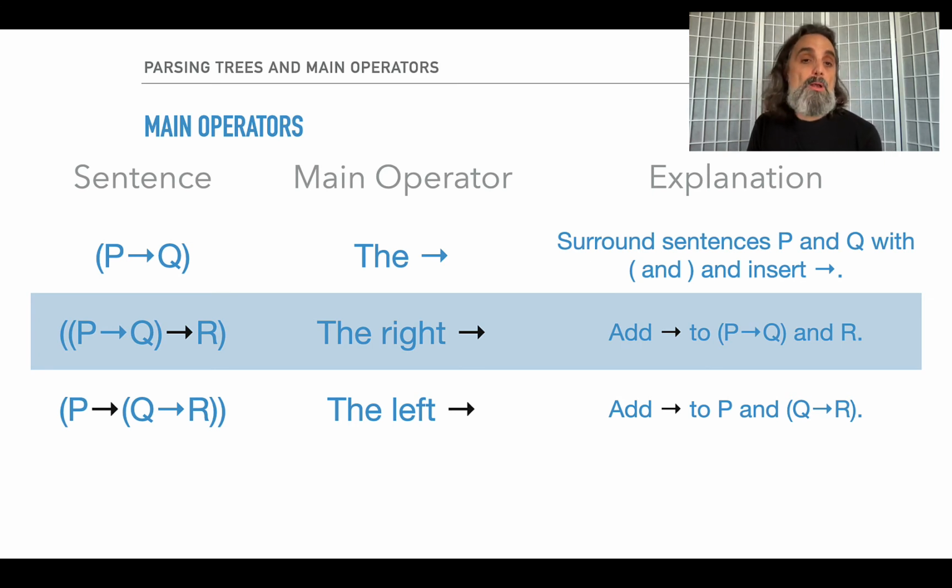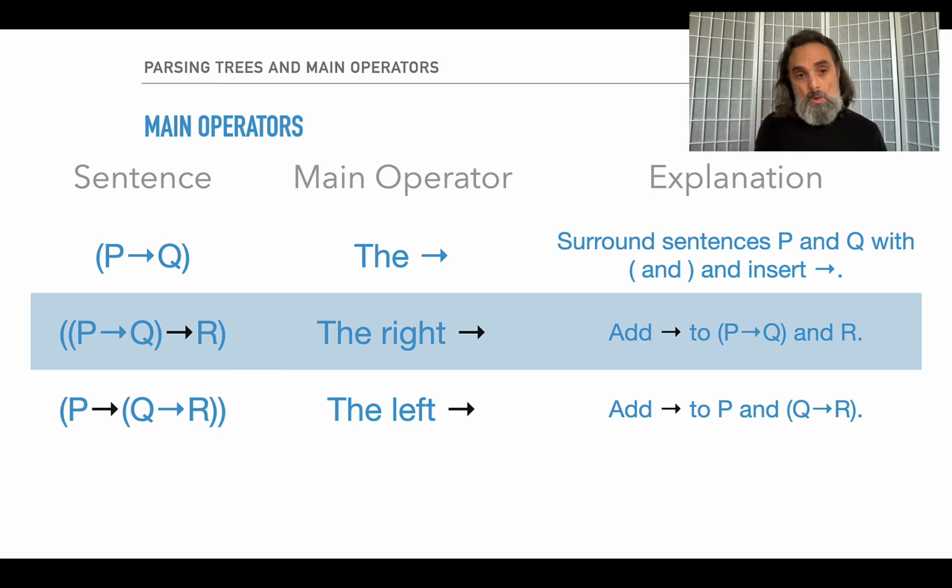What about parenthesis P arrow Q parenthesis arrow R parenthesis? The main operator in that case is the arrow on the right, because that's the arrow that we added to build the sentence that we're looking at there. P arrow Q is already a sentence, R is already a sentence. We take them and we stick the black arrow in between them, and that's what builds the thing we're actually looking at. It's what we added last. It's what we added to other stuff to build what we're looking at, and that makes it the main operator.